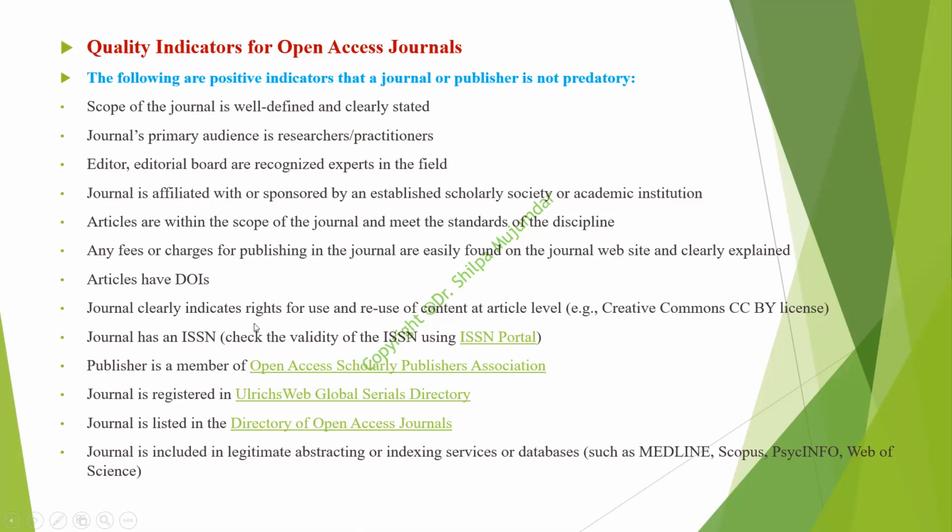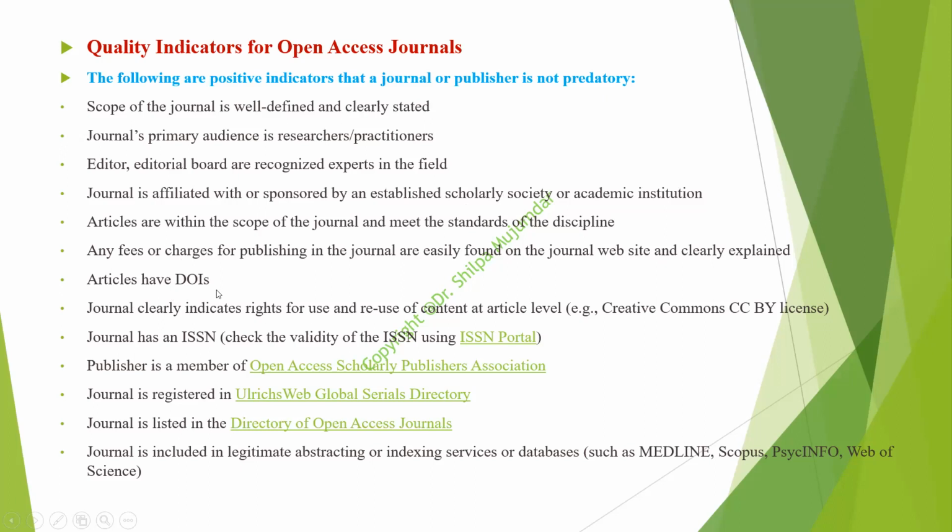Articles are within the scope of the journal and meet the standards of the discipline. You can also read two or three articles and you will come to know whether that particular article is properly written and what the quality of that article is. So always, before you submit to a particular journal, go through the articles. You will find out whether it is meeting the standards of that particular discipline or not. Any fees or charges for publishing in the journal are easily found on the journal website and clearly explained, right? All good journals will always have some fees, which are clearly explained.